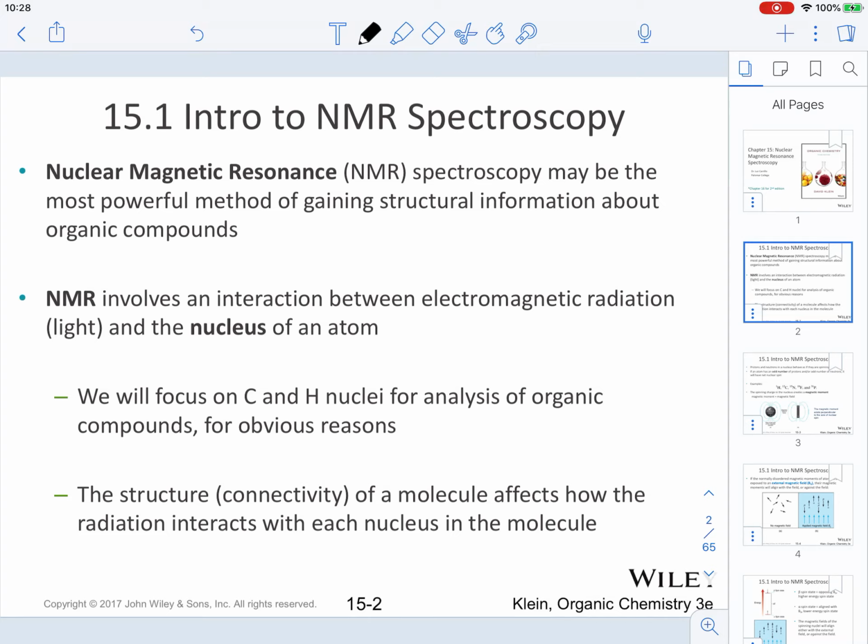One thing that we need to focus on throughout this chapter is that the structure of a molecule, meaning what atoms are going to be interacting with the nuclei that we are interested in, is going to affect how the radiation utilized in this process interacts with the nucleus itself in the context of a molecule.